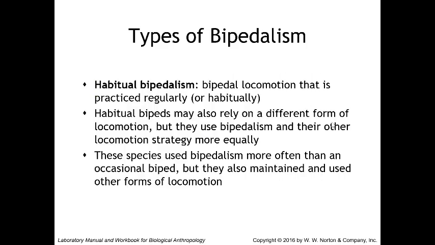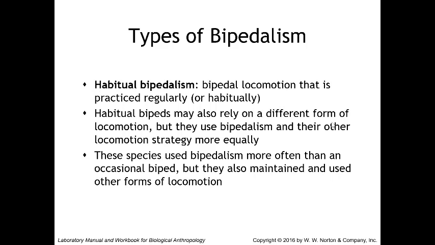Then we have habitual bipedalism. And habitual bipedalism is bipedal locomotion that is practiced regularly or habitually. Habitual bipeds may also rely on a different form of locomotion, but they use bipedalism and their other locomotion strategy more equally. So, for example, many of the early members of our own lineage practiced habitual bipedalism. The Australopithecines that produced the Laetoli footprints were habitual bipeds. They were still somewhat arboreal, and they spent a lot of their time climbing in trees. On the ground, though, they often practiced bipedalism.